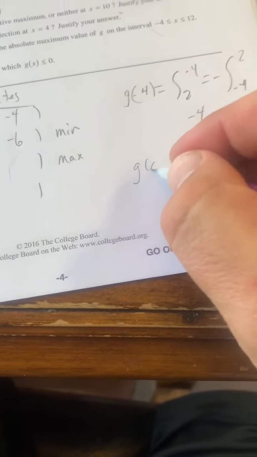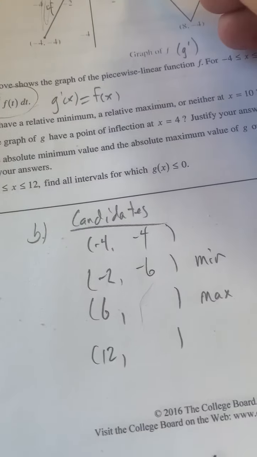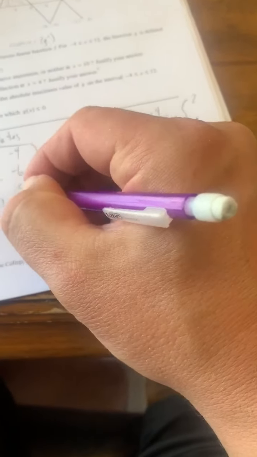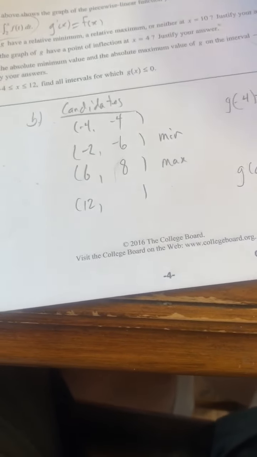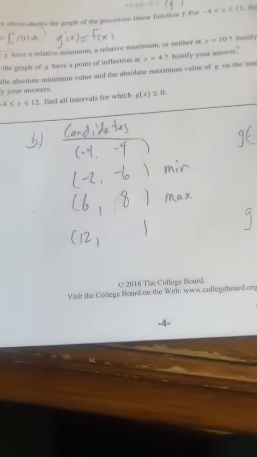Then if we're going to do g of 6, g of 6 equals the integral from 2 to 6. So 2 to 6, that's an area of 4 by 4, so 8. So that'll take me to 8. And then we can just keep counting from 6 to 12. This will take me back down 8, so I'll be back at 0. And this will take me down 4, so that'll be negative 4.